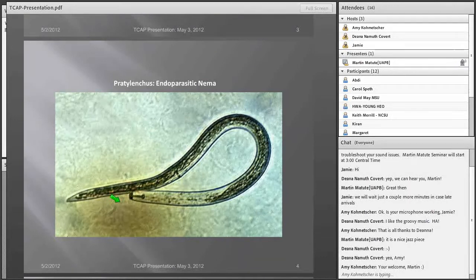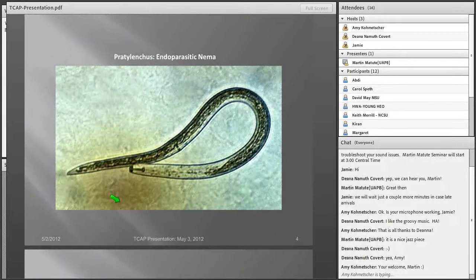And this roundish part you see at the base here is the stylet knob. It actually supports the stylet. So if this plant parasite is feeding, this spear or stylet is going to be extruded out of the animal so that it can suck out plant sap. This Pratylenchus is a small nematode, and that's why it can afford to be exclusively endoparasitic.